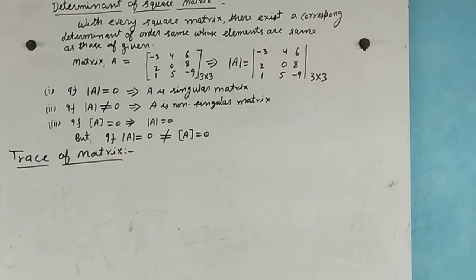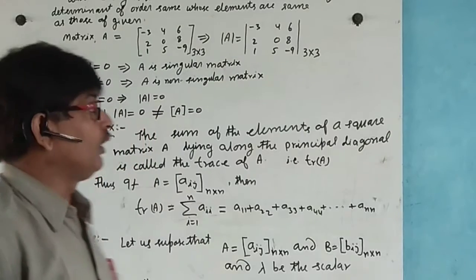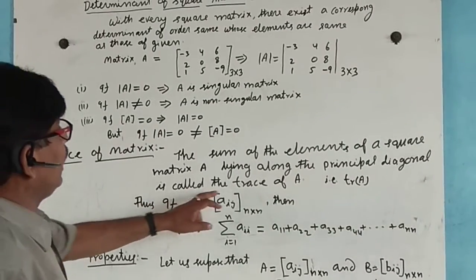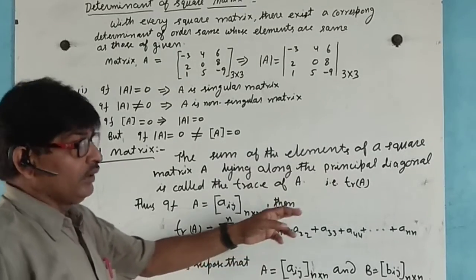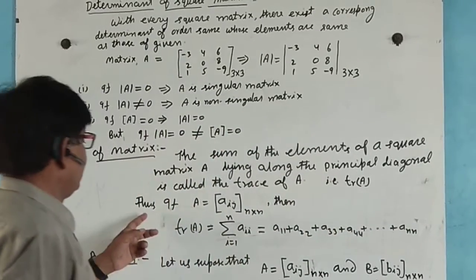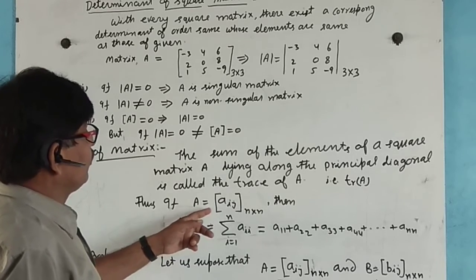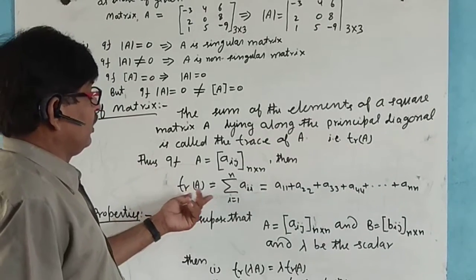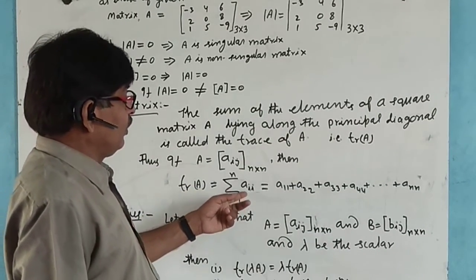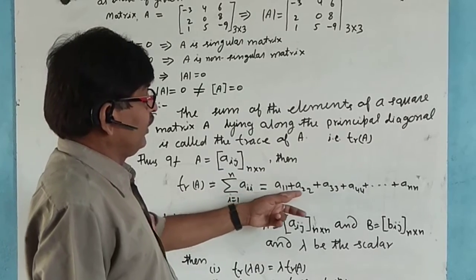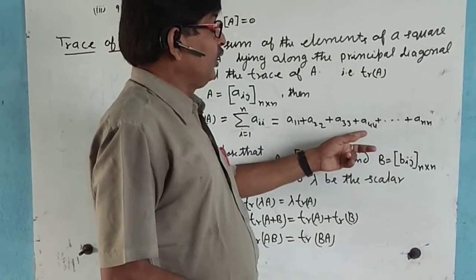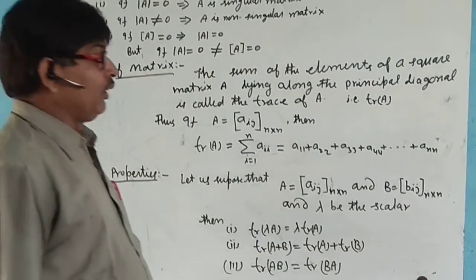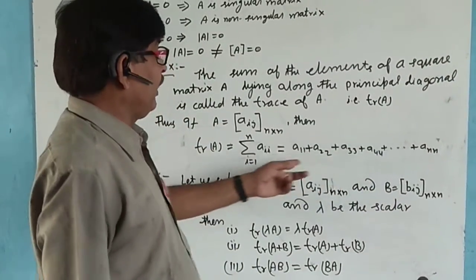This is called the trace of A, denoted by trace A. Thus if A equals Aij, n cross n, then trace A is the sum from i equal to 1 to n of Aii, that is A11, A22, A33, up to Ann. It means the sum of the elements along the principal diagonal.